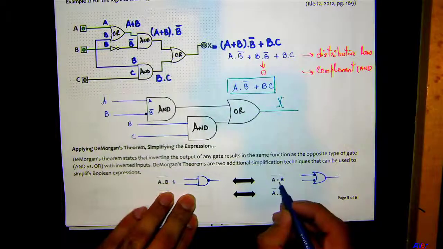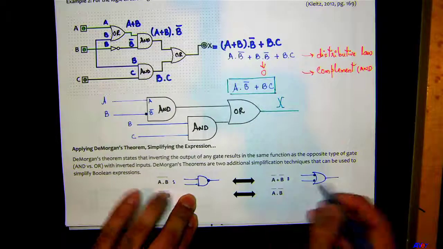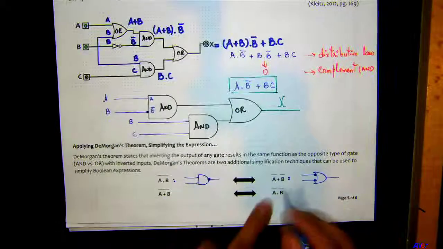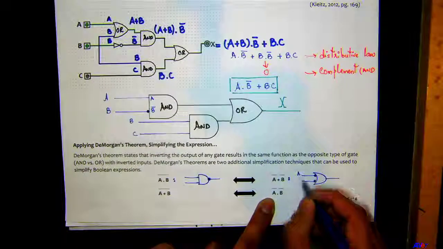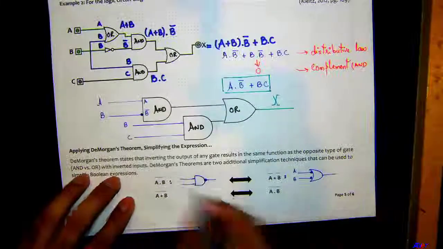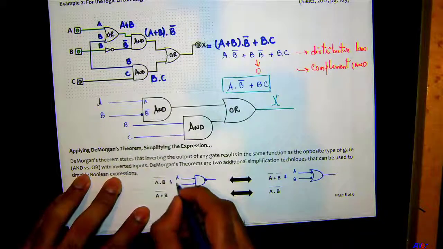Is this equation right here equivalent to this circuit right here? It is, right? A bar plus B bar, if this is your A and this is your B, right? And similarly, if this is A and this is B.